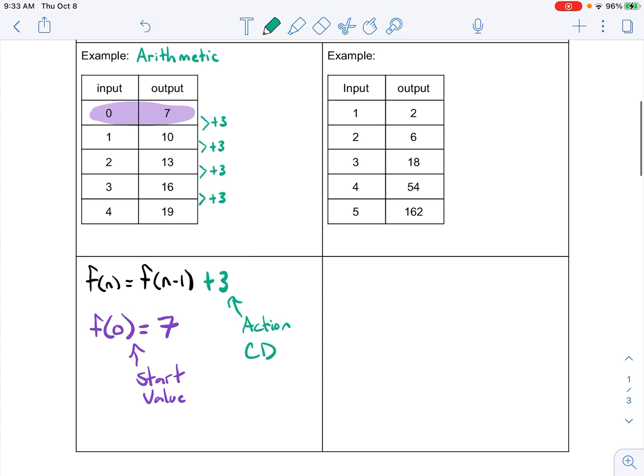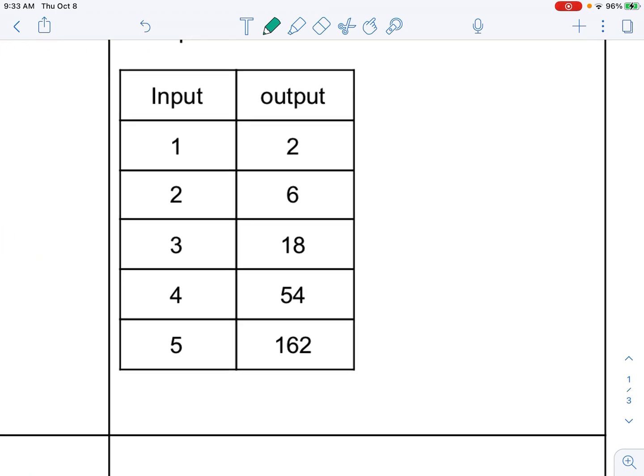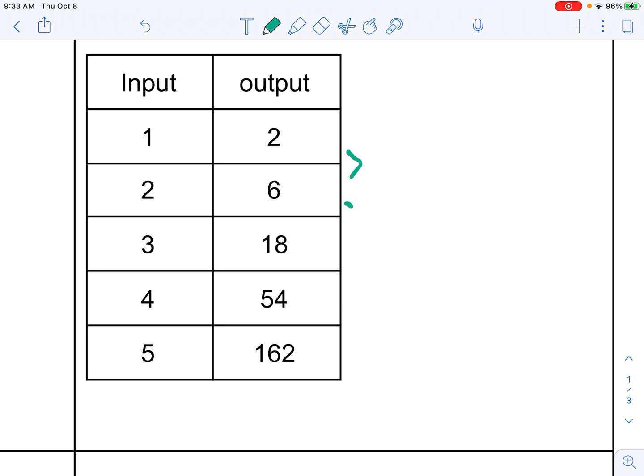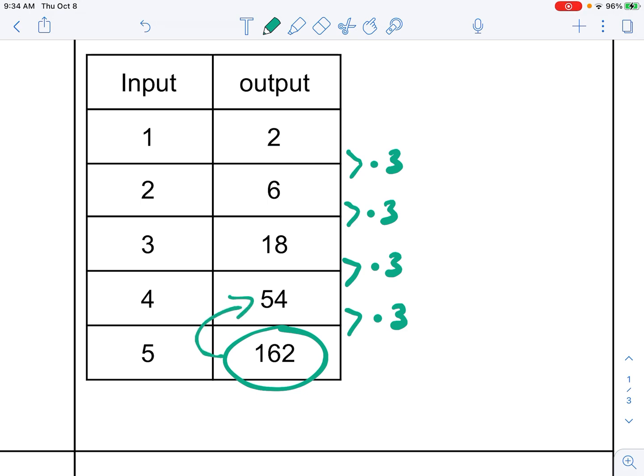All right, in our other equation, when we look at it, 2 to 6, 6 to 18, 18 to 54, and 54 to 162 clearly does not have a common difference, but a common ratio. And in this case, we're multiplying by 3. Now, sometimes it can be hard to find out what the common ratio is, but if you were to take 162 and divide it by 54, you would get 3. 54 divided by 18, 3. 18 divided by 6, 3. 6 divided by 2, 3. So you can check and find out what the common ratio is using that method.